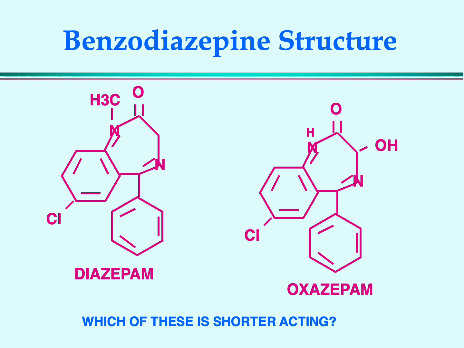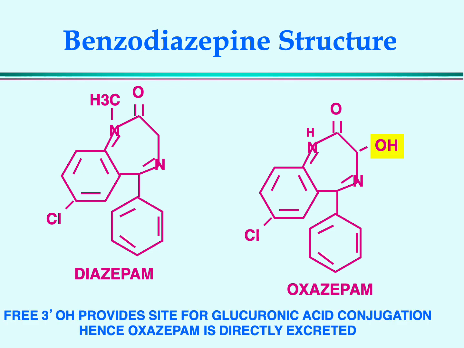So you may be able to tell right away, I don't know to what extent this was covered in core, but which one would be shorter acting. If we go to the next slide, you can see the oxazepam having that free hydroxyl group would be able to get conjugated with glucuronic acid and excreted directly without having to be metabolized by the mixed function oxidases or cytochrome P450 enzymes in the liver. So that would be much shorter acting than diazepam.